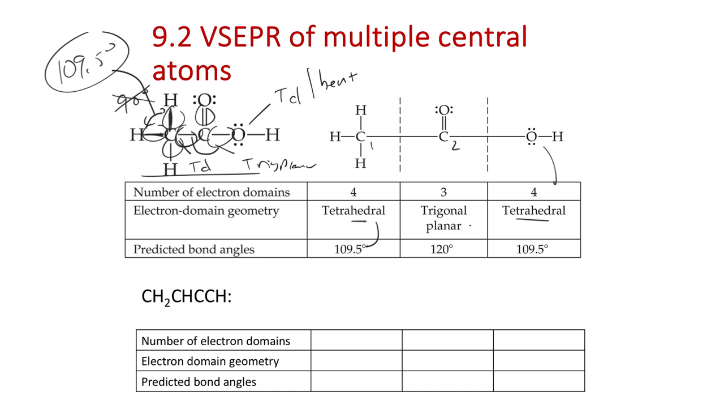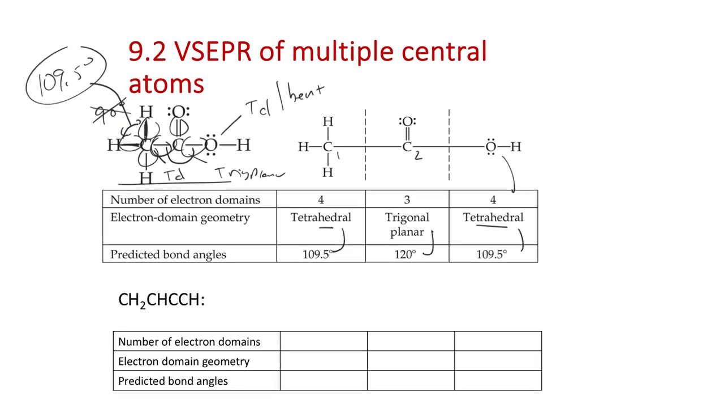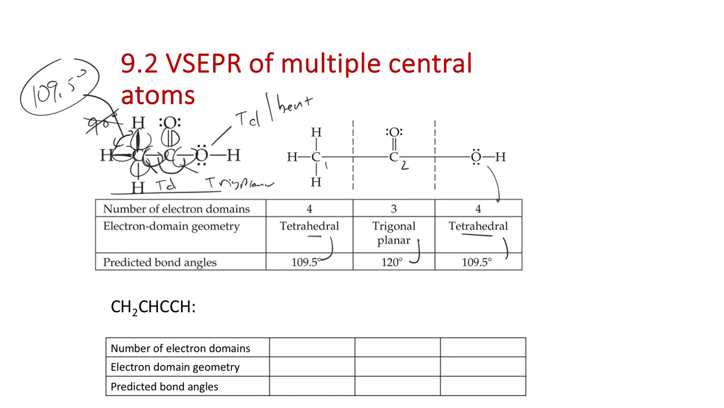Just like this bond angle here is not 180 because I sketched it to be 180 on the paper, it's closer to 120 because it's a trigonal planar geometry. So trigonal planar is 120, tetrahedral is 109.5 degrees. And so for this molecule here, of course, this is acetic acid, if you recall from nomenclature.